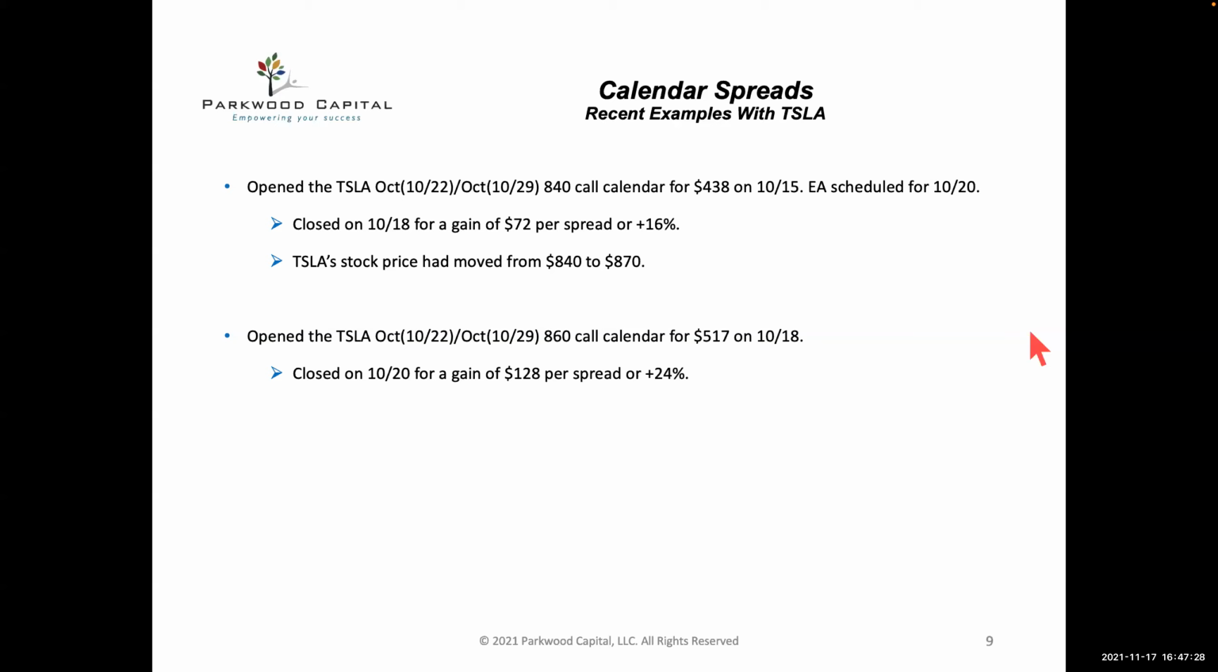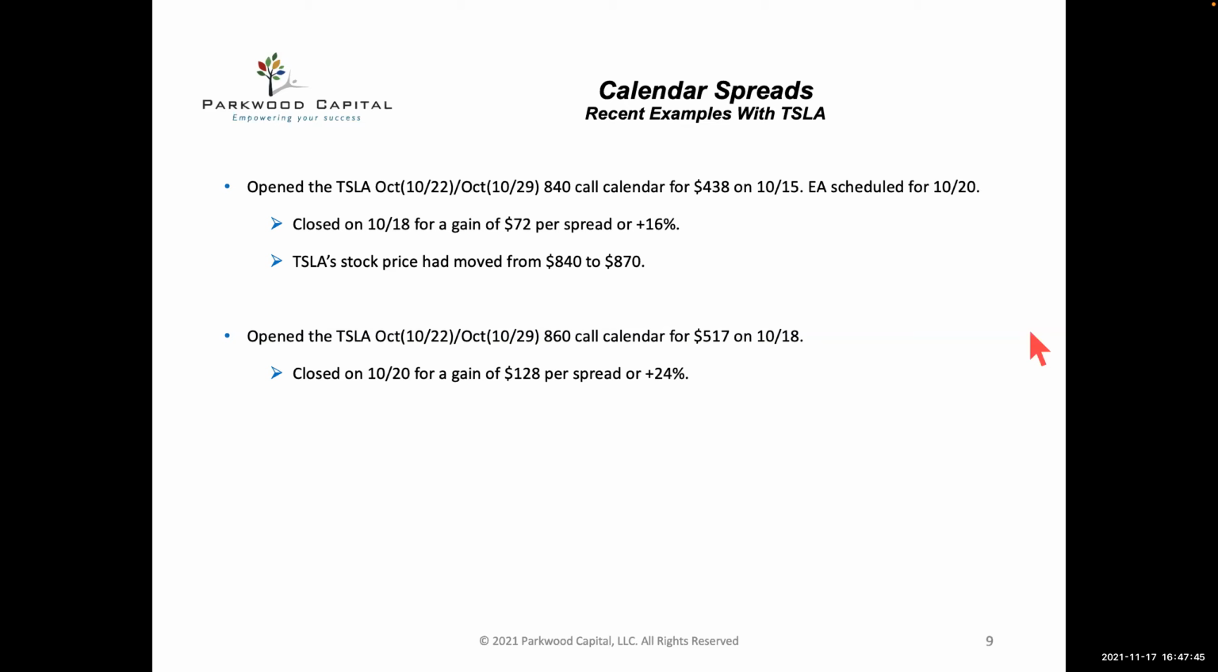In any case, we put this on in, let's see, when do we do this? On the 15th of October, because the earnings announcement was scheduled for the 20th. And we came up to the 18th, right before the announcement, closed it out. $72 per spread, 16% in a couple of days.